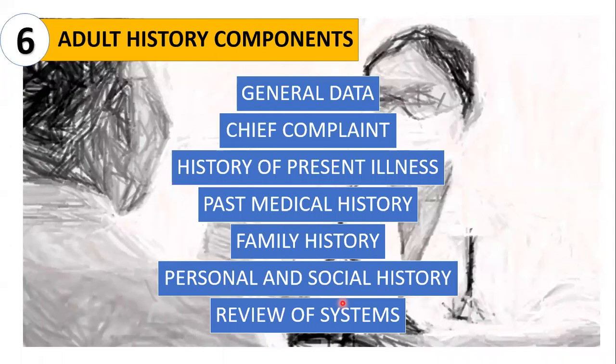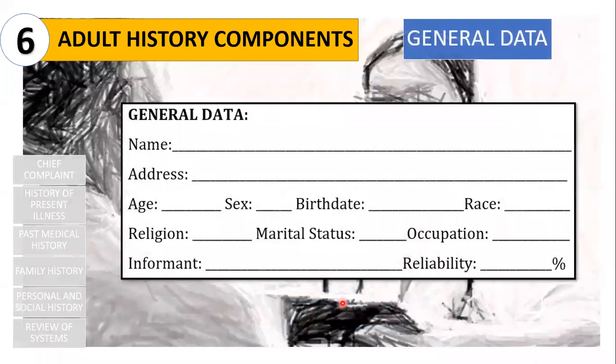Here now are the adult history components. We'll go through each one by one. For general data, these are identifying data of the patient. We follow now the Data Privacy Act. So when we write the name, we only use initials of the patient. For birthdays, we just put the year. And as for the address, we only state the street or barangay.